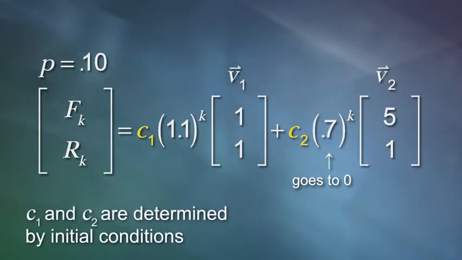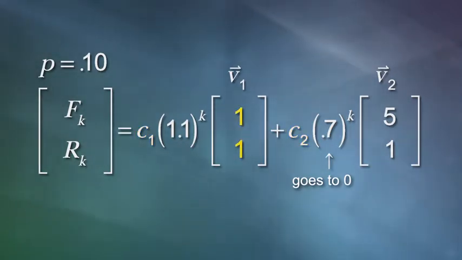Remember that C1 and C2 are determined by initial conditions. So if C2 is 0, then the initial population lies along the eigenspace for 1.1, in which the fox to rabbit ratio is 1 to 1 because the eigenvector is (1, 1). So if you start with fox to rabbit ratio 1 to 1, then at each time step, the population ratio stays the same, but both populations increase by 10%, as indicated by the factor 1.1.